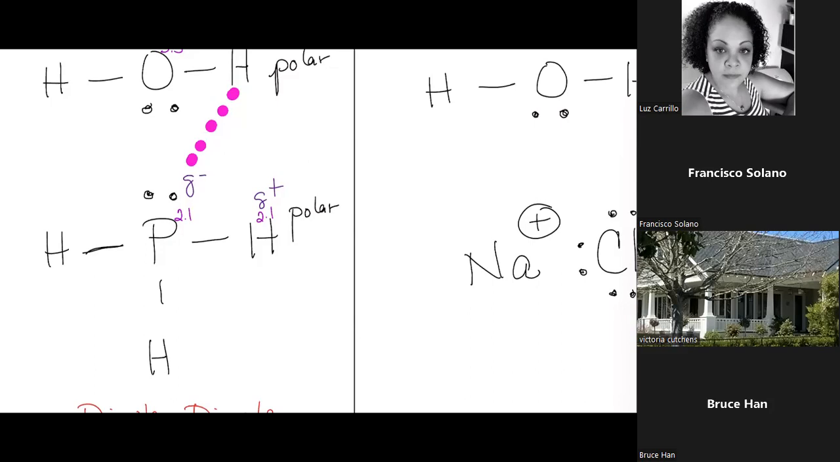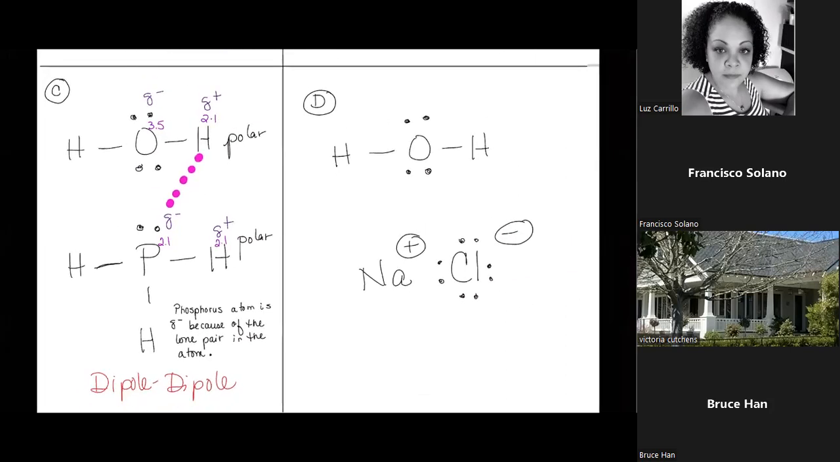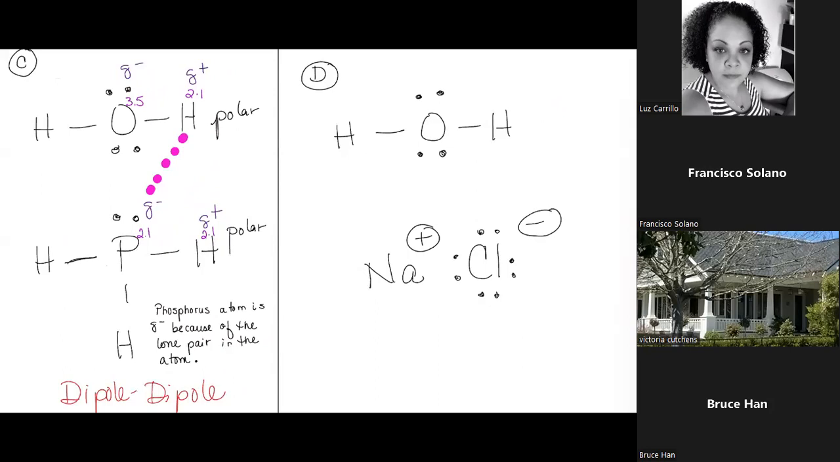So let me just write it here on the notes so people remember. Phosphorus atom is delta negative because of the lone pair in the atom. So this is just a particular case. Let's move on to letter D, okay?